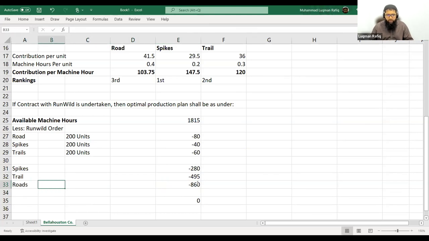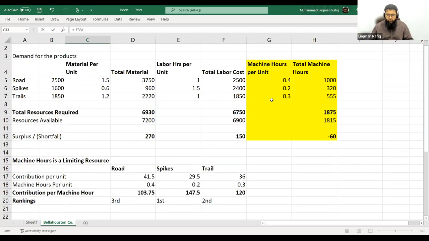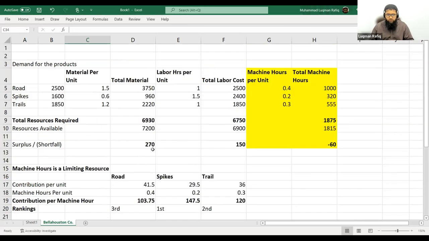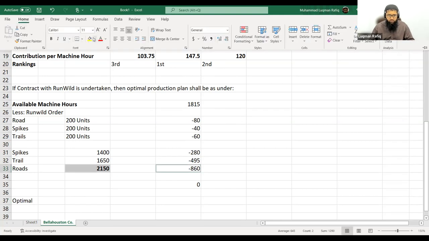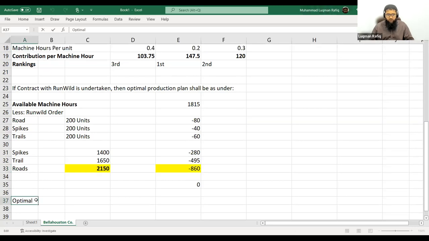Now, the whole of 860 hours are allocated to roads. For the spikes, it's an additional 1,400 units. For the trail, it was 1,650 units. For the roads, it's going to be 860 divided by 0.4. The total demand was greater, but 2,150 is what you could produce. Hence, the optimal production plan. This is a balancing figure. Hence, the optimal production plan shall be what?